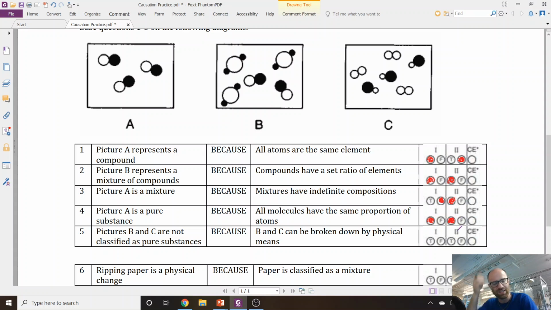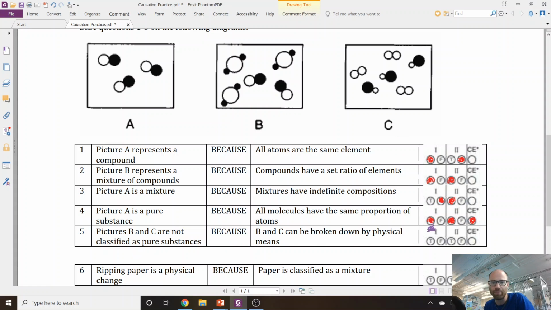Something that happens in these true-false questions is sometimes you can't really evaluate the 2 statements separately because sometimes it's like the second half of a sentence, which is the case here. It's like you read the whole thing as one big sentence. Picture A is a pure substance because all molecules in picture A have the same proportion of atoms. So I think that one is actually a good example of one that is a correct explanation.